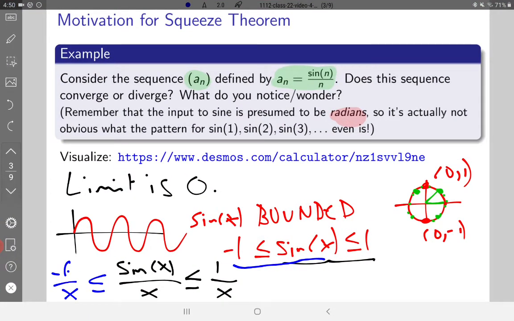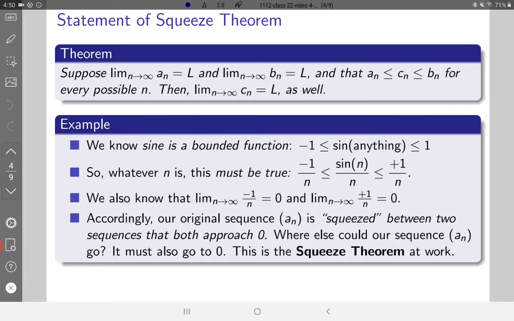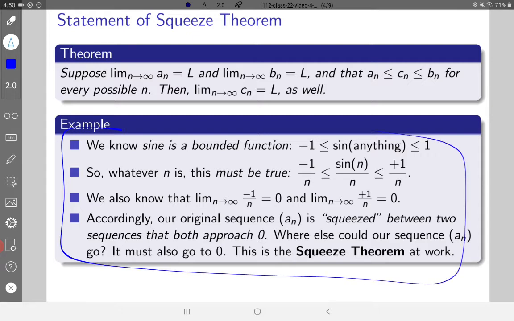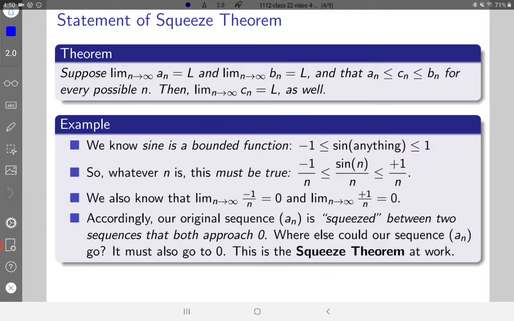Well, I'm going to jump to the next slide where I have the squeeze theorem stated, but also applied. When you see this stuff down at the bottom here, this is me applying the squeeze theorem stated at the top to the example we were just talking about. So let's look at the stuff down at the bottom first. We know sine is a bounded function. -1 and +1 are boundaries on the sine function's outputs no matter what the input is. Anything goes in, -1 or +1 at least and at most comes out.